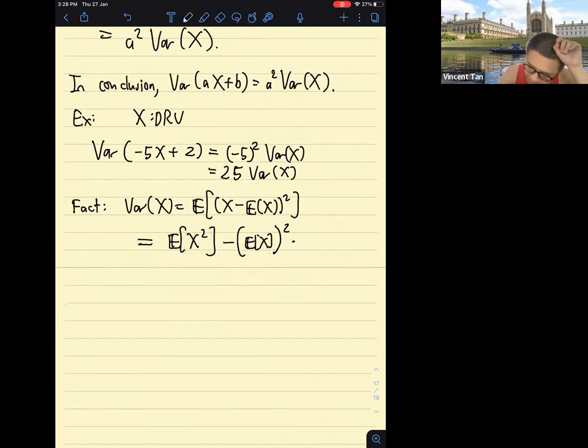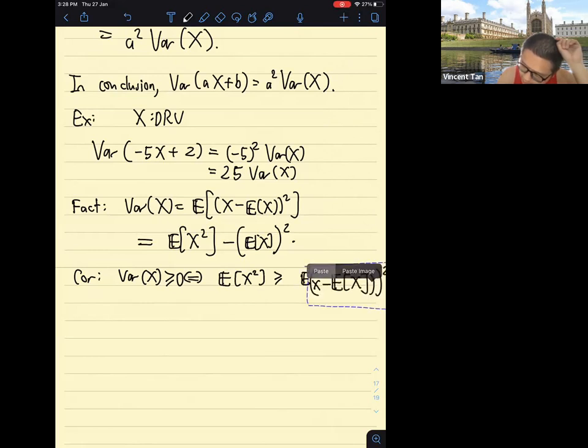And so a direct corollary of this fact here is that since variance of x is non-negative, this means that the expectation value of x squared is bigger than or equal to the expectation value of x quantity squared, always.